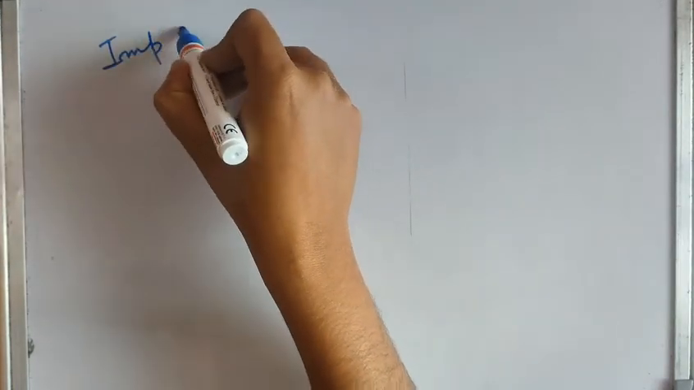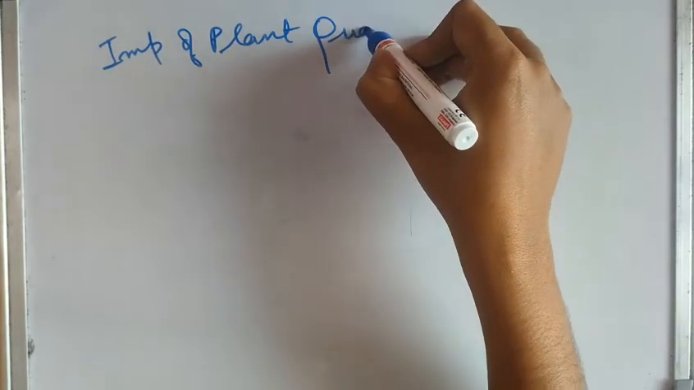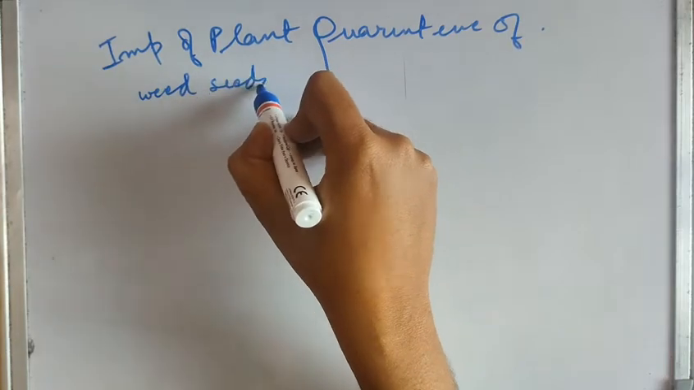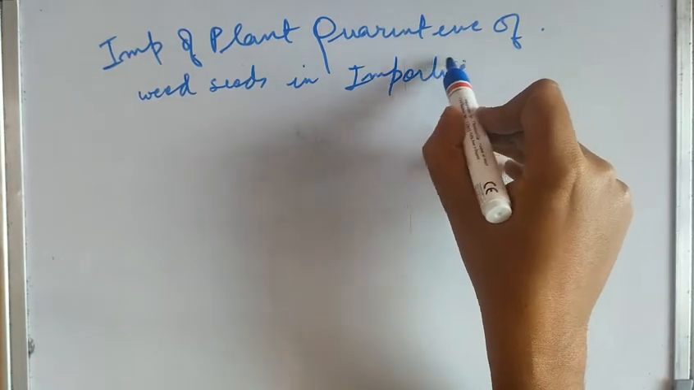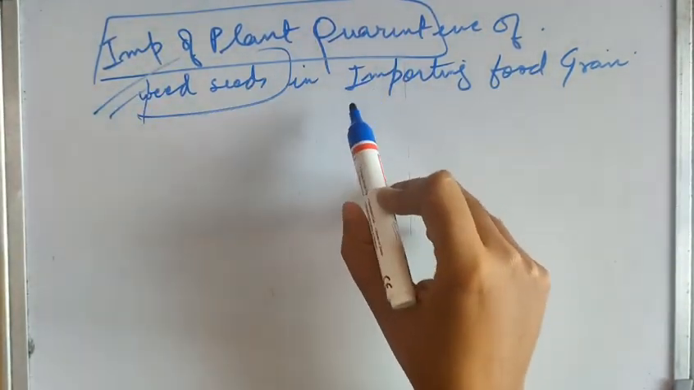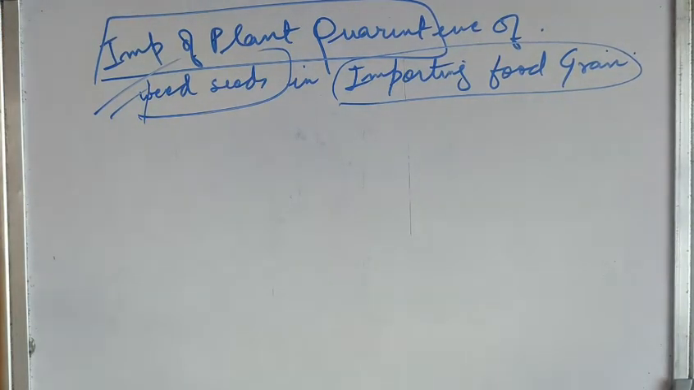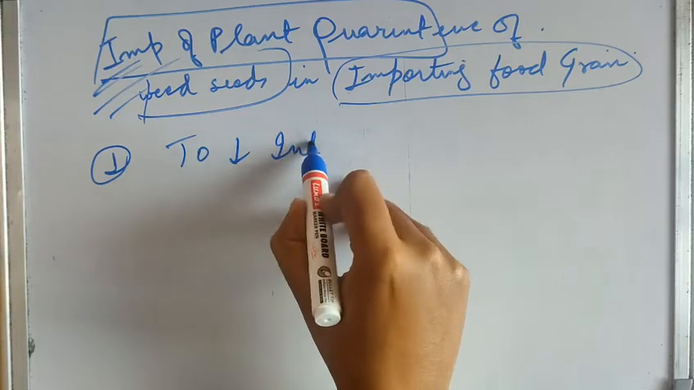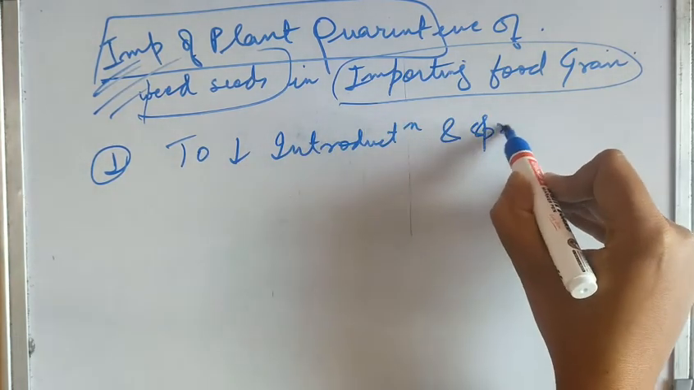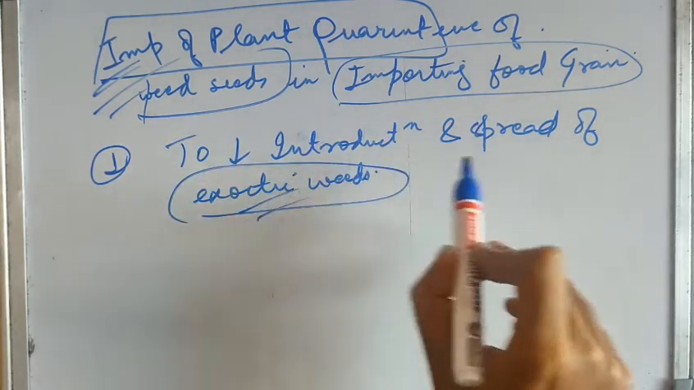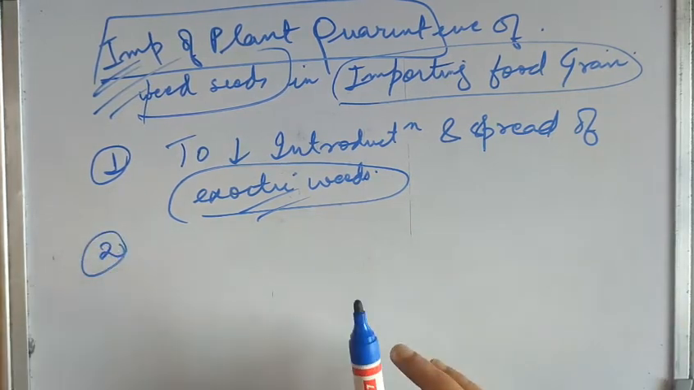Now moving on, what is the importance of plant quarantine? Plant quarantine of weed seeds in importing food grain. How can plant quarantine control weed seeds in our food grains that we are importing from other countries? First of all, why do we need plant quarantine? What is its importance? To prevent introduction and spread of exotic weeds. To prevent exotic weeds from entering our ecosystem, our cropland, we need plant quarantine.